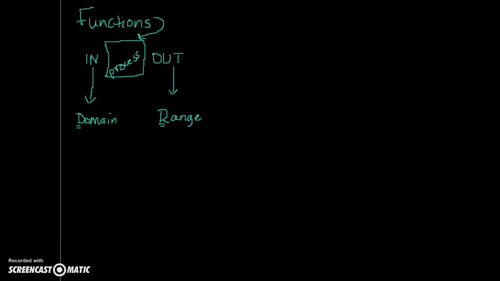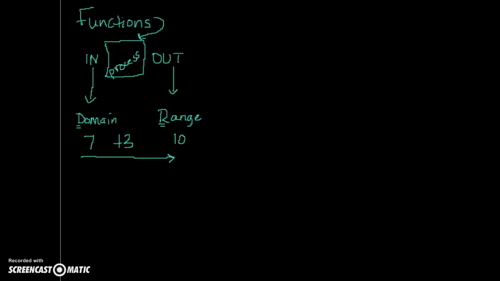So for example, a very simple process would be to add 3, let's say, to every number. Let's say we have a domain of 7. If we start with the domain, or the input, of 7 and we add 3, our output, or our range, would be 10.